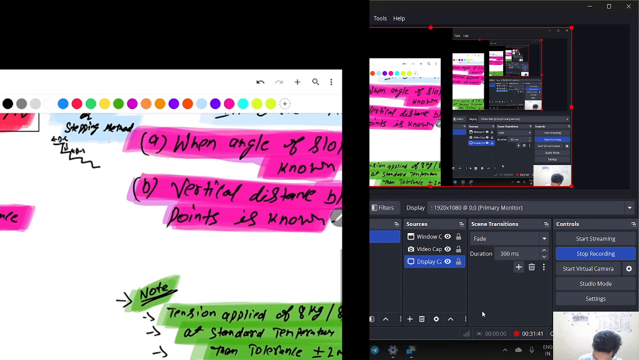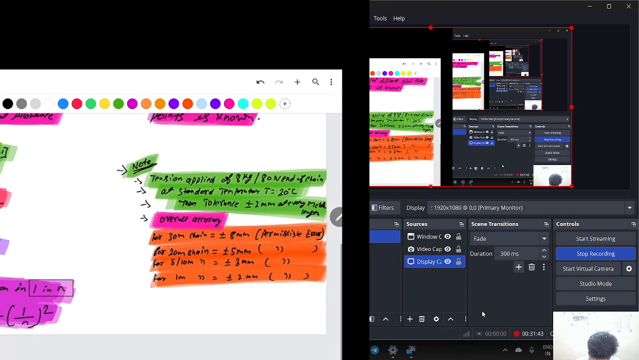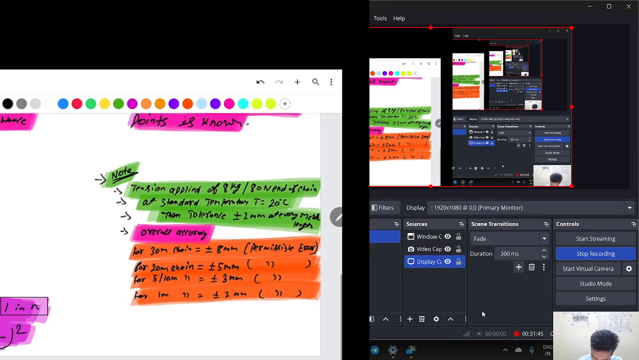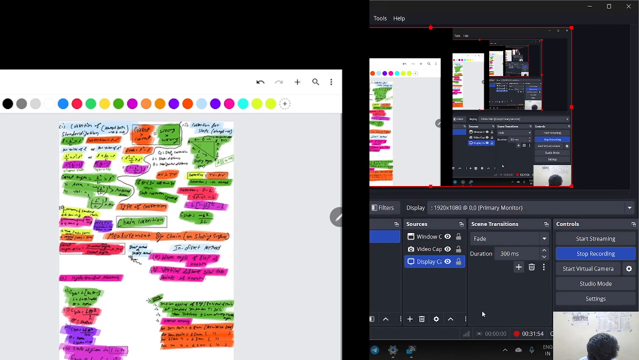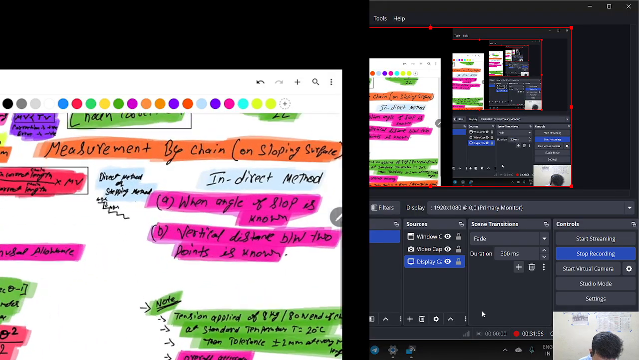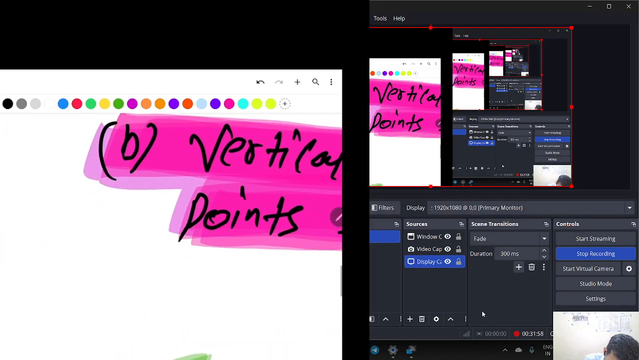Okay, permissible error. Overall accuracy. Okay, accuracy. Now, what about the hypotenuse allowance? Like hypotenuse allowance, there is a formula: L sec theta minus 1.